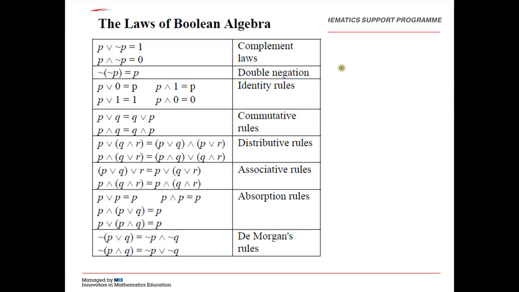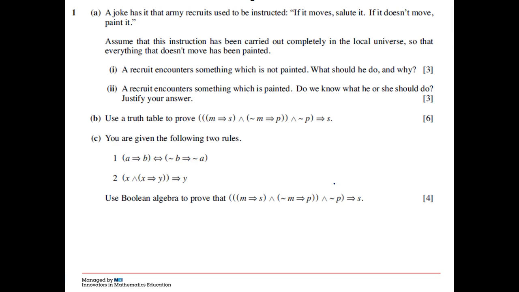Similarly, you need to know and understand the basic laws of Boolean algebra, which look a bit confusing but are no different from the normal laws of algebra in most cases. The names here, complement, double negation, distributive, associative, De Morgan's, if you can't remember those, that's not the end of the world, although it's quite a good idea to say what you're doing, but if you can't remember the names, don't worry too much about it.